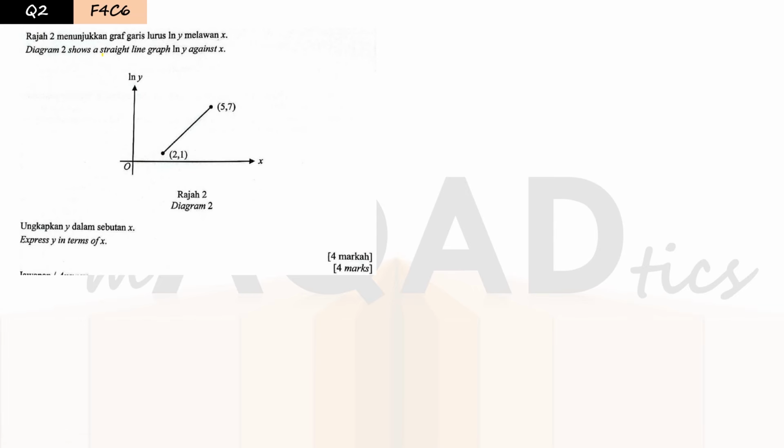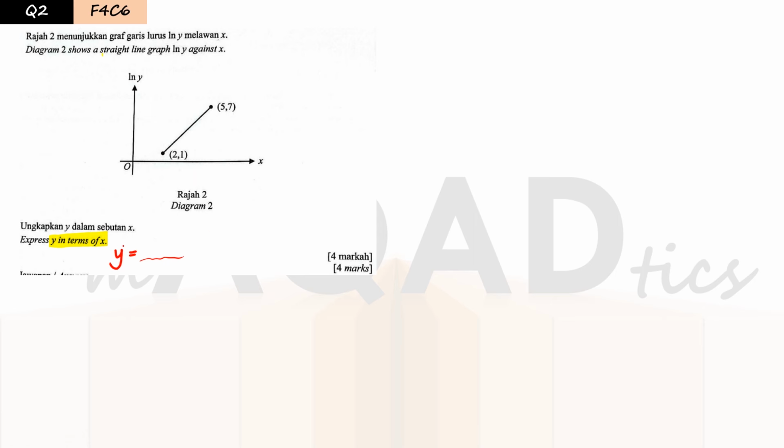Next question, going into linear law. Here we have a straight line graph, and we need to express y in terms of x. This means that we need to form an equation where the left side of the equation must be y, whereas the rest of the things are on the right side.